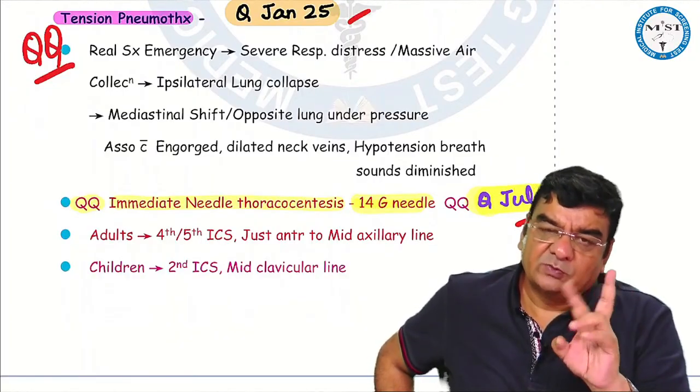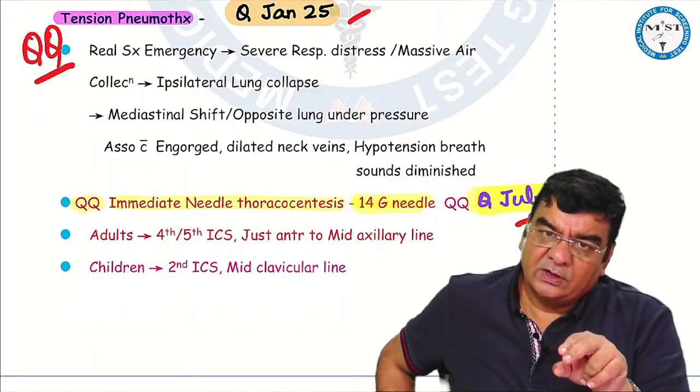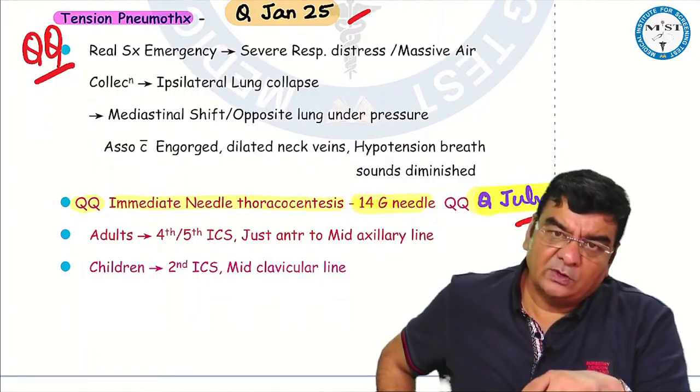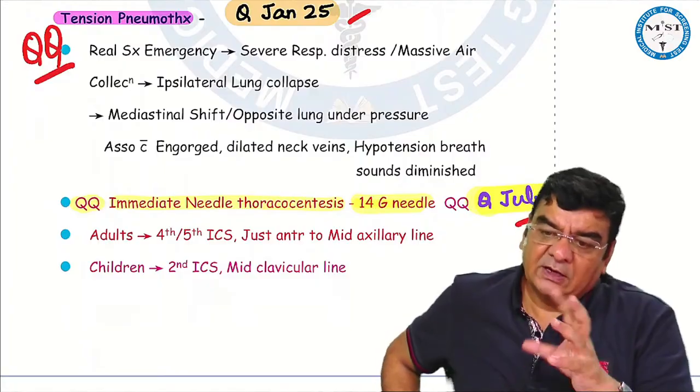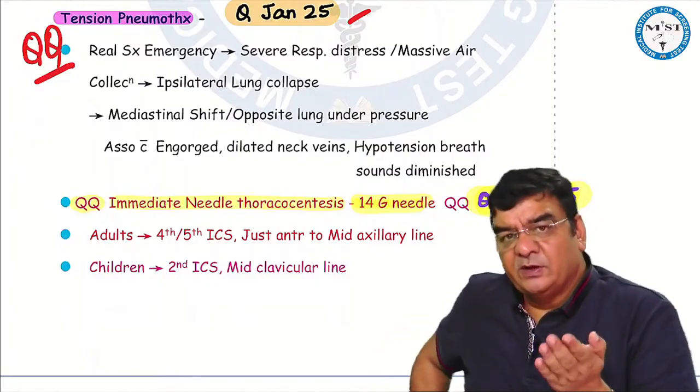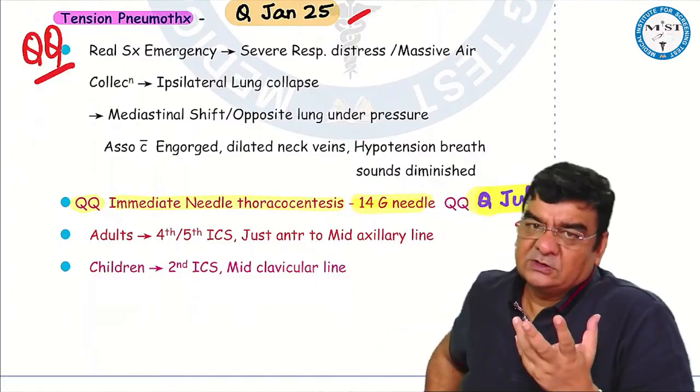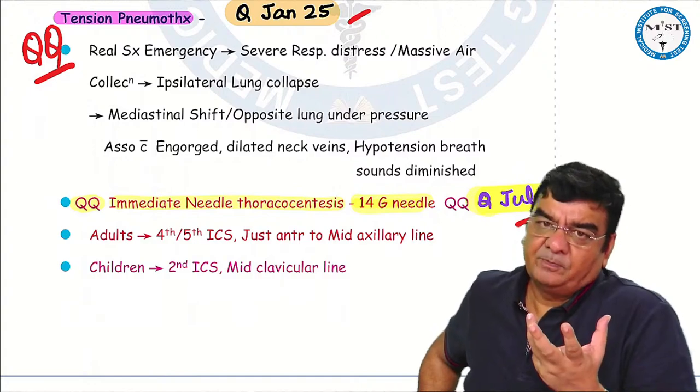So heart sounds, breath sounds. Heart sounds will go down in cardiac tamponade. Breath sounds will go down in tension pneumothorax. In cardiac tamponade, this raised JVP, hypotension, and muffled heart sounds is called as Beck's triad.